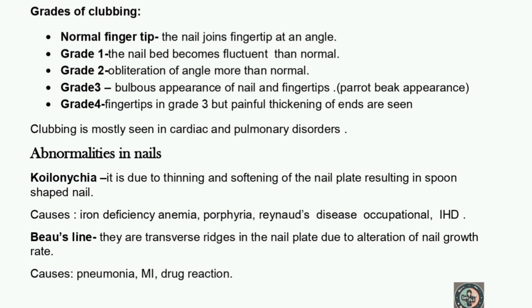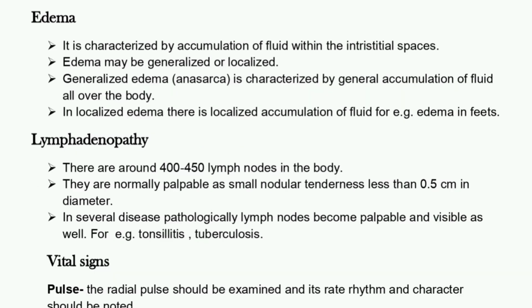Second is the Beau's line. There are transverse ridges or lines present on the nail plate due to alteration of the nail growth rate, and its causes are pneumonia, MI, or drug reaction. So these abnormalities in nails help to make a particular diagnosis.